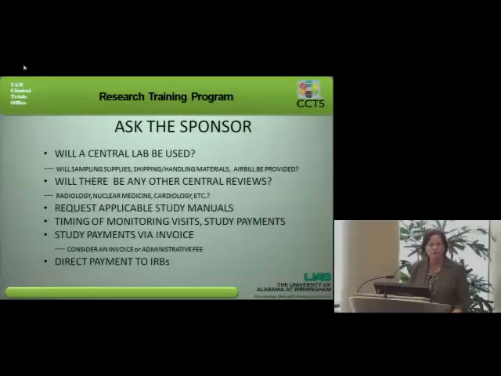Make sure you have requested any study manuals that will be applied to the study. You need to acquire that information and review it because it, again, will affect your manpower.